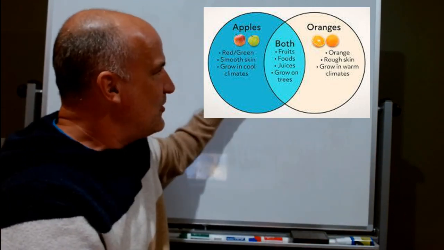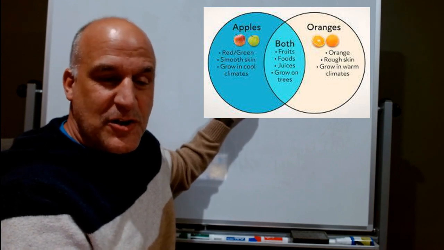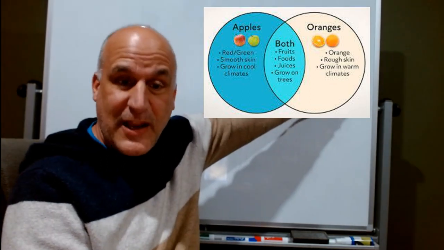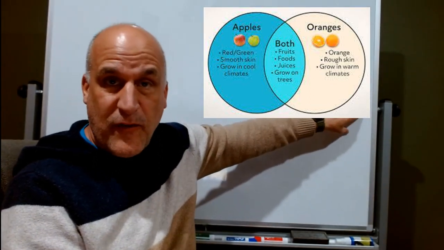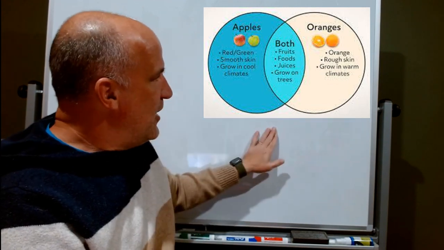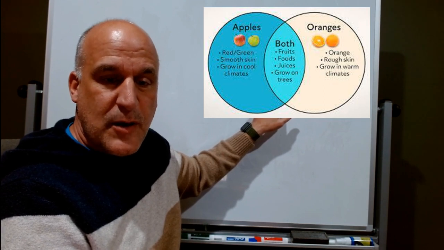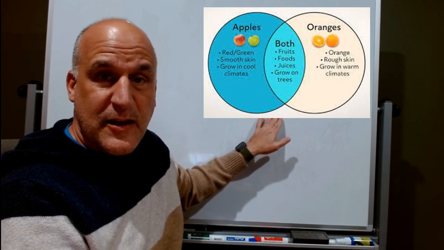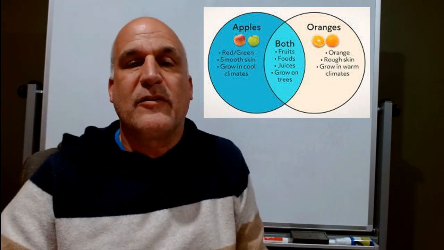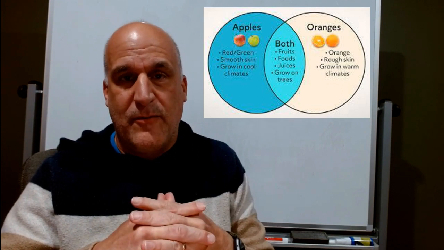So apples, you're looking at the color here. You're looking at its texture. You're looking at where it grows. Then you have oranges, and it's different. It has a different color. It has a rougher skin. It grows in different places. But both of them are fruits. Both of them can be turned into juices. Both of them grow on trees. So you can see where this overlap is where they have these similarities. And this is what both of them have.